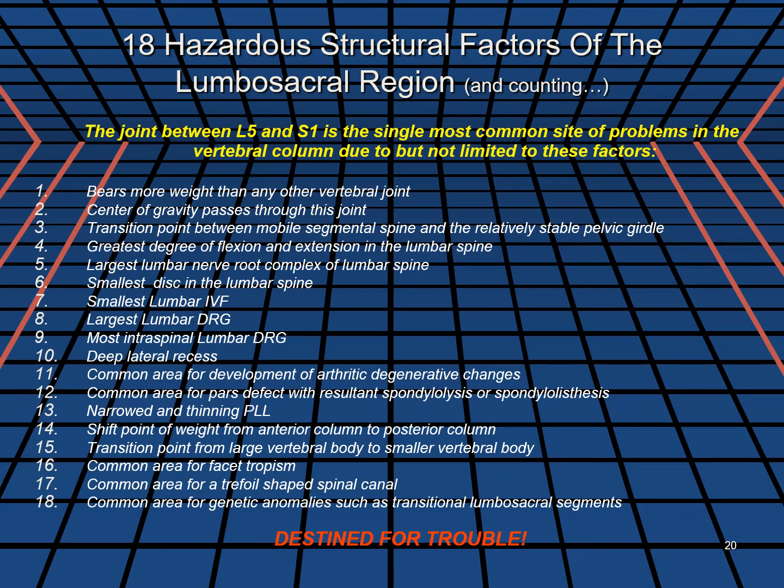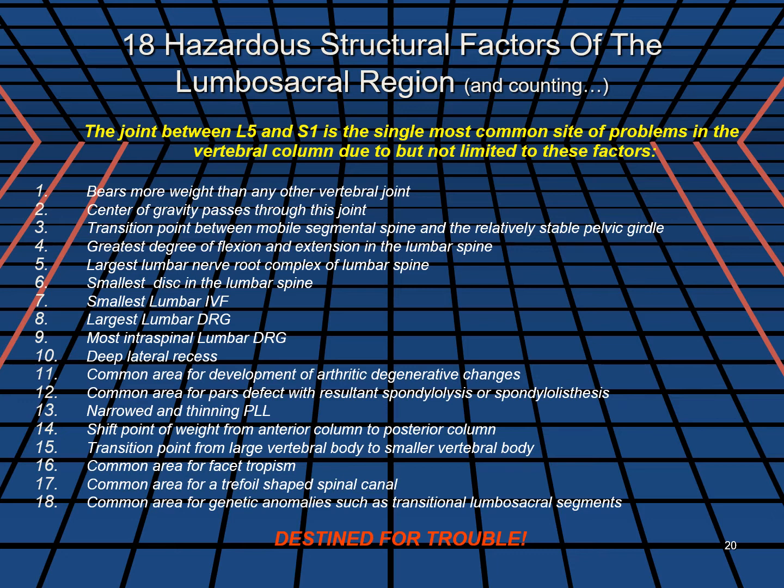All right, this is just something I kind of accumulated through years of studying all this stuff, and these are the 18 hazardous structural factors of the lumbosacral region, or the joint between the fifth lumbar vertebrae and the sacrum, which many authors, not all, but many consider the single most common site of problems in the vertebral column. All right, so number one, it bears more weight than any other vertebra. The center of gravity goes right through the joint. It's a transition point between the mobile spine and the relatively immobile pelvis, right? L5 is the last freely movable vertebrae, and then the pelvis is a pretty stable bony structure.